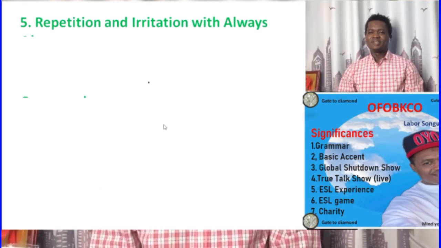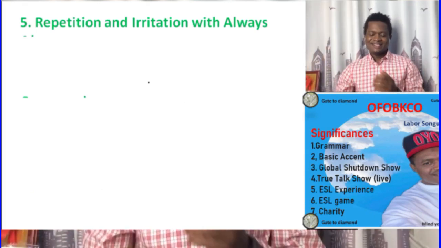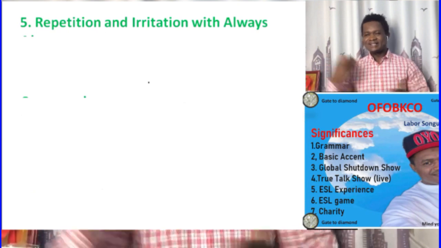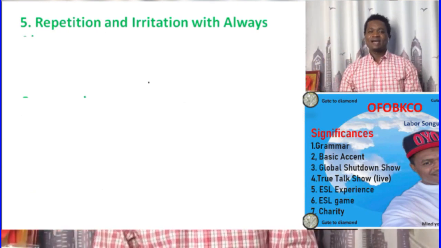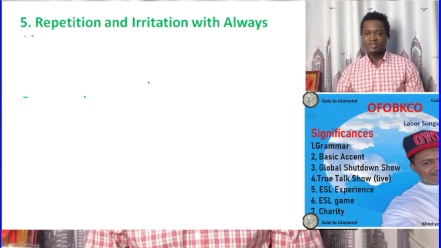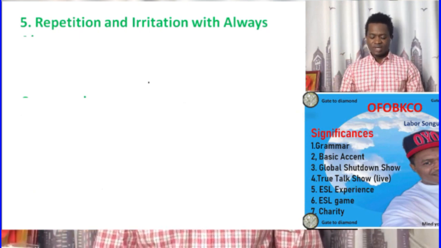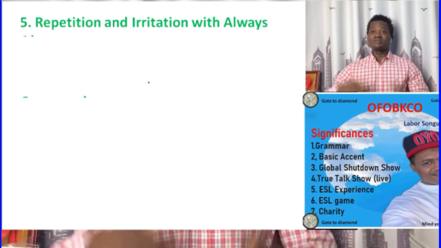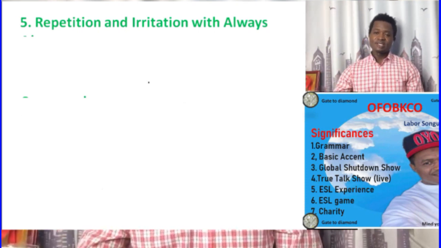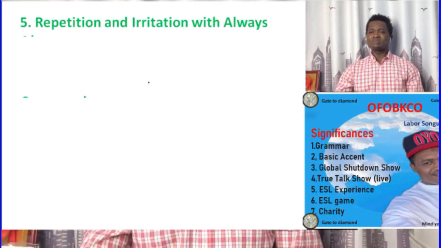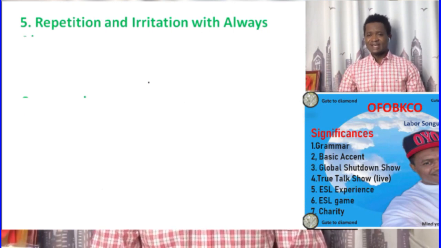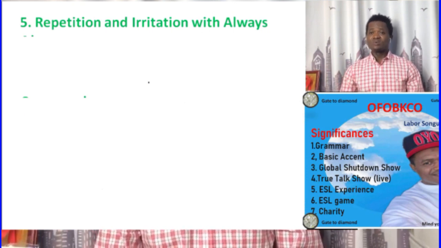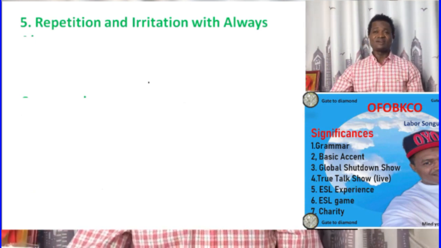Number 5, uses of the past progressive or past continuous tense: repetition and irritation with always. Here we're going to use the adverbs of frequency always and constantly to talk about an annoying situation. We're going to talk about two words that express an annoying situation when we use them in the progressive. That is, always and constantly.